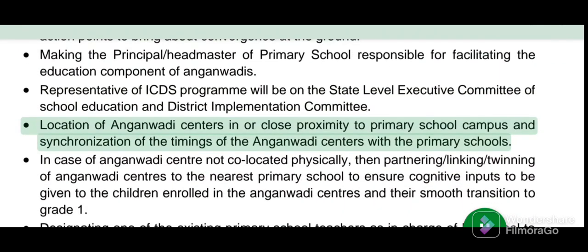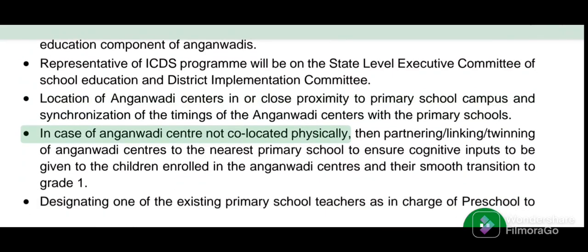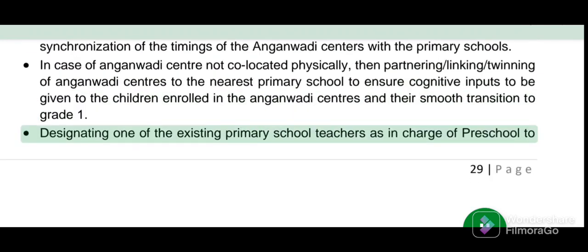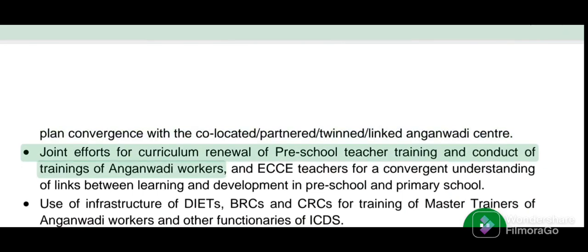Location of Anganwadi centers in or close proximity to the primary school campus, and synchronization of the timings of the Anganwadi centers with the primary schools. In case an Anganwadi center is not co-located physically, then partnering, linking, twinning of Anganwadi centers to the nearest primary school to ensure cognitive inputs are given to the children enrolled in the Anganwadi centers and their smooth transition to grade 1. Designating one of the existing primary school teachers as in charge of preschool. Plan convergence with the co-located, partnered, twinned, linked Anganwadi center.